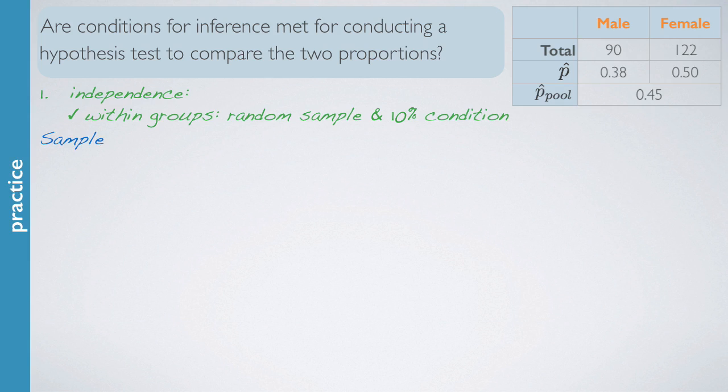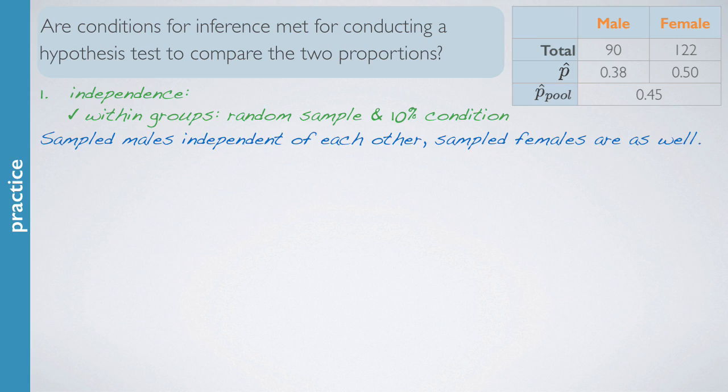So sampled males can be assumed to be independent of each other, as well as sampled females can be assumed to be independent of each other as well. When it comes to between group independence, we want to think about how these data were collected in the first place. This was an overall random sample, and some of the people in the sample happen to be male, and some of the people in the sample happen to be female.